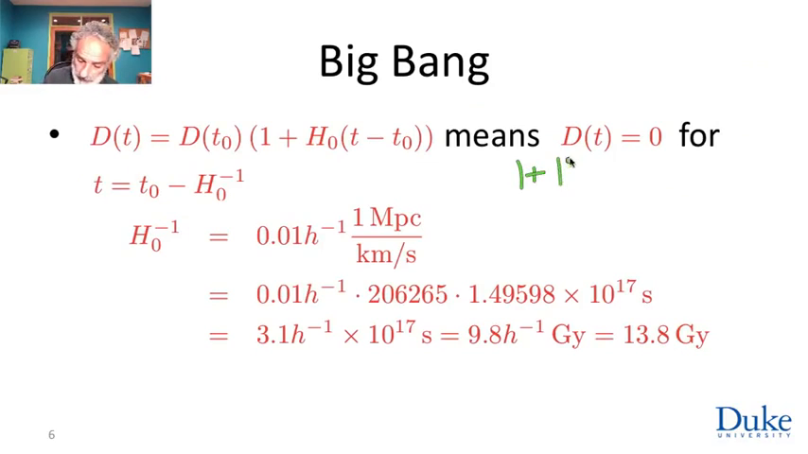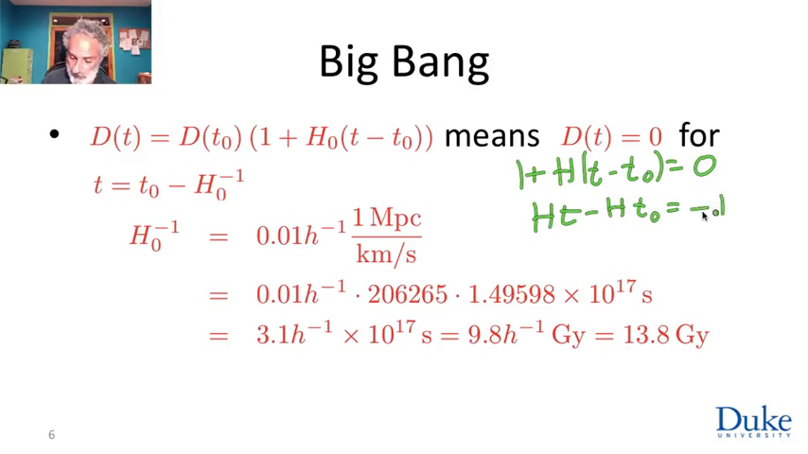1 plus H times (t minus t0) is 0. Move the 1 over to the other side. You find that H t minus H t0 is equal to minus 1. And so what does that tell me? Dividing by H, I call that H0 inverse, and cross out the H's over here. And I find that t is equal to t0 minus H0 inverse.